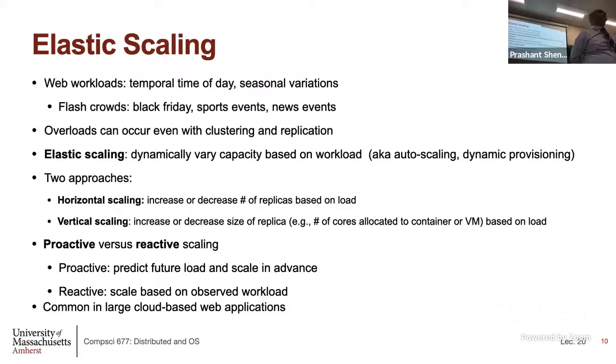Okay, question is what is happening in the real world? Is it common to do horizontal versus vertical? Both are in use, but horizontal scaling seems more popular than vertical scaling. It's easier to spin up replicas. Adding cores or memory in a transparent way is not easy. You have to set up your VMs the right way. But it's much easier to just start a new instance and add it to the pool.